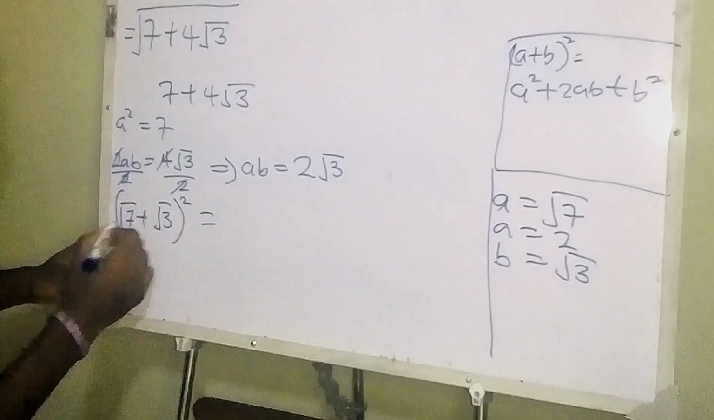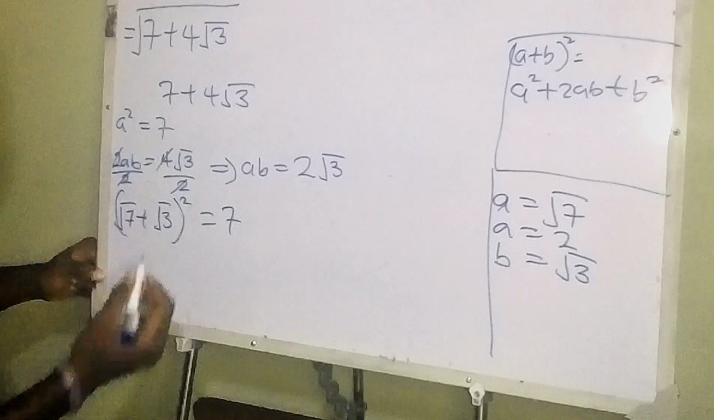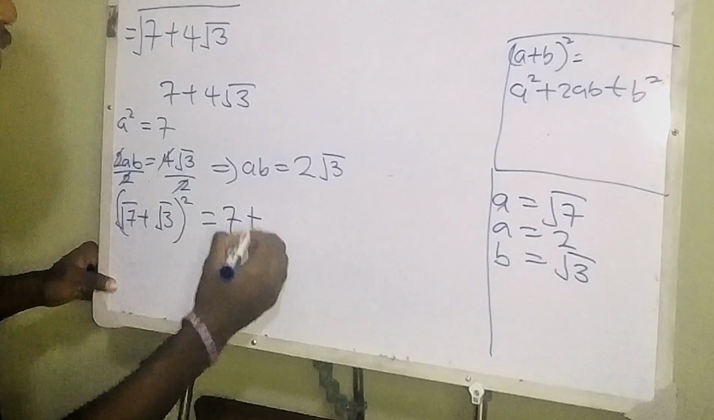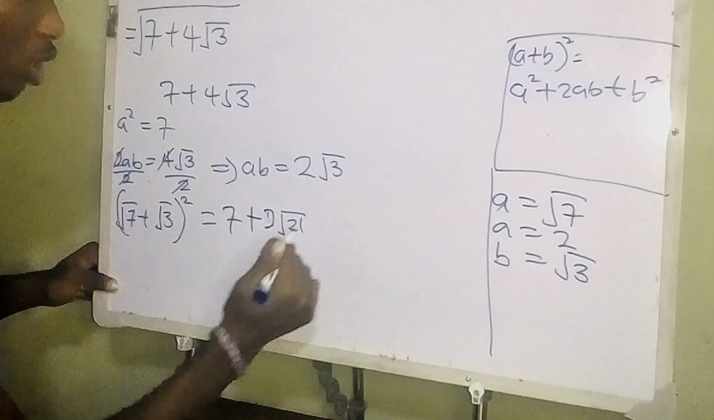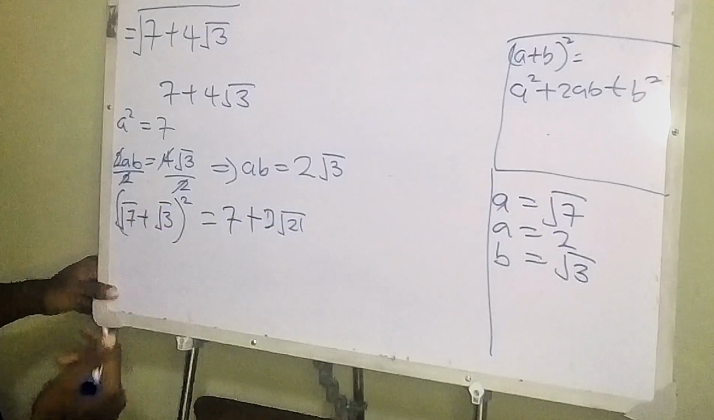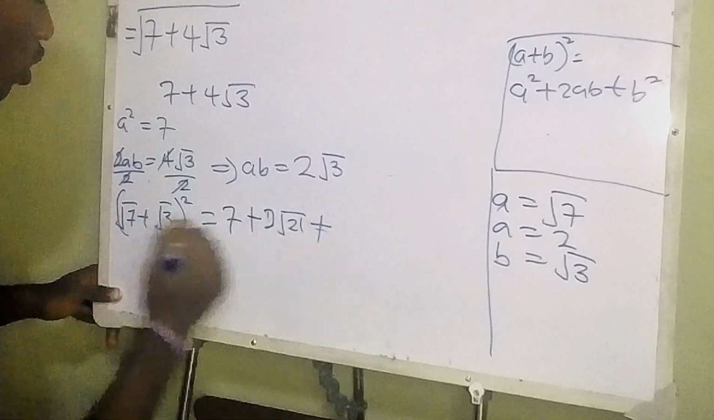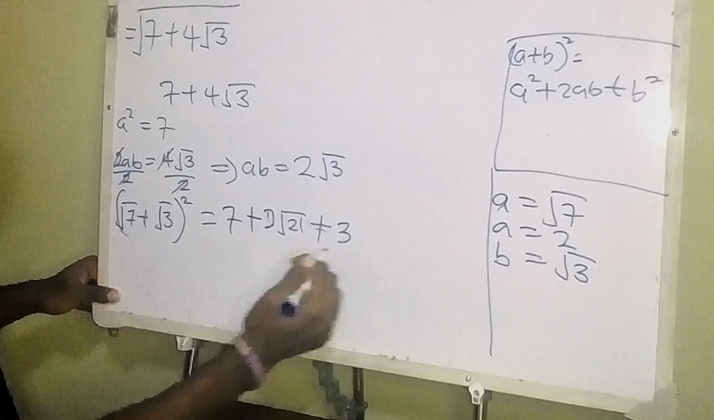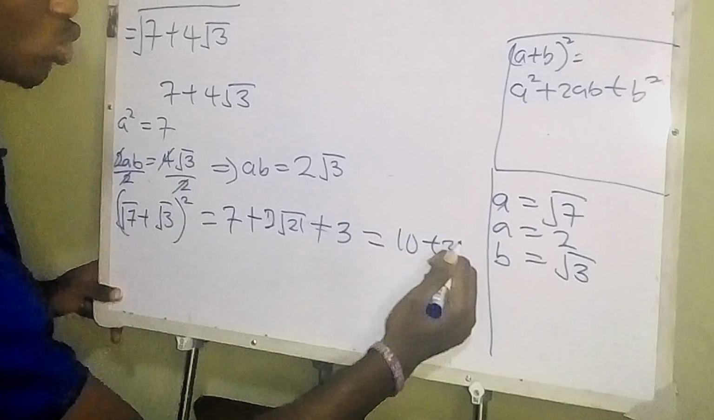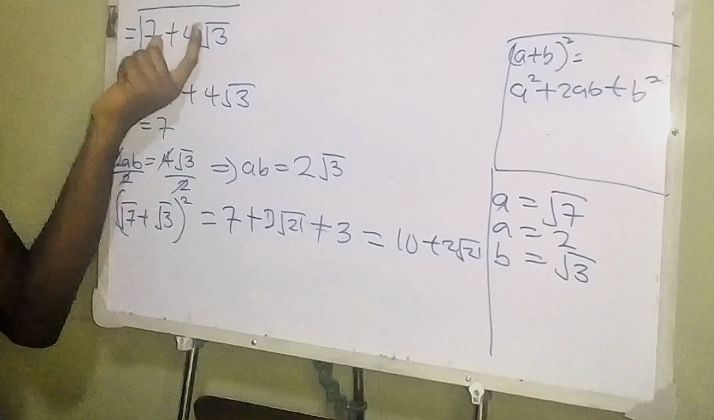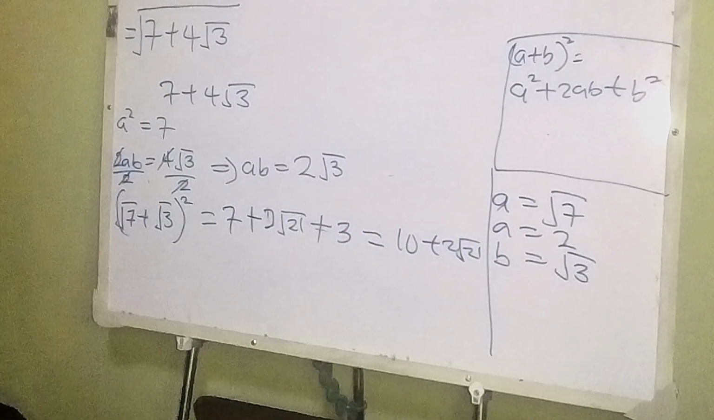What is it going to give us? Square root of 7 squared will be 7. 2 times square root of 7 times square root of 3 will give me plus 2 square root of 21, and square root of 3 all squared will be plus 3. So 7 plus 3 is equal to 10. And it will be 10 plus 2 square root of 21, which is far from what we have here. Very far from it.